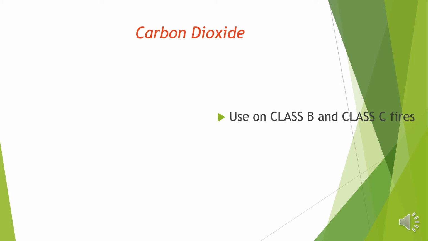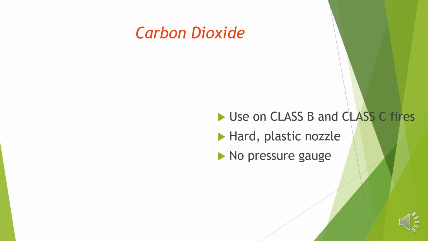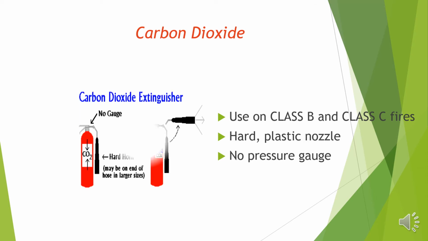We have the carbon dioxide fire extinguishers. We will use it for class B and class C fire. It has a hard plastic nozzle and no pressure gauge. This is the carbon dioxide, which is very common, the red one, but you have to look at what's written over it, carbon dioxide.